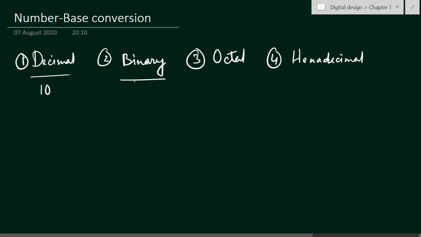In the binary number system, base 2. In the octal number system, base 8. And in the hexadecimal number system, base 16. Okay, now we will consider one example and we will learn how to convert a number from one number system into another number system. That means we will convert the base of these numbers. So please watch this video till the end, because after watching this video you will learn how to convert a number in any base system to another base system.